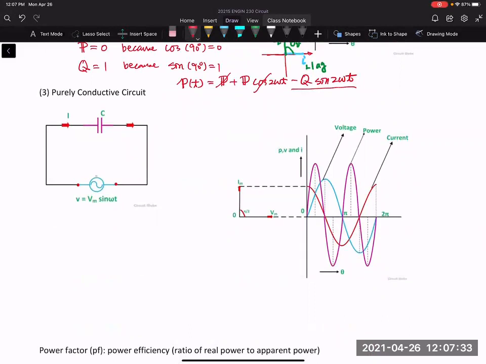It's almost the same, except your phase difference. If you look at this one, the phase difference, theta v minus theta I, is going to be negative 90 degree instead of positive 90 degree. And the instantaneous power of this case is going to be a negative Q and the sine 2 omega t. Okay. So it's the sine that changed in this situation.